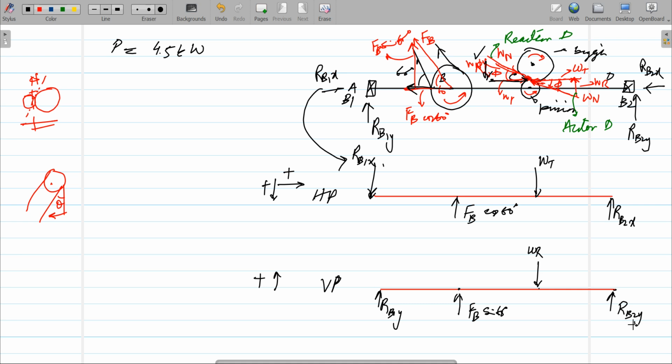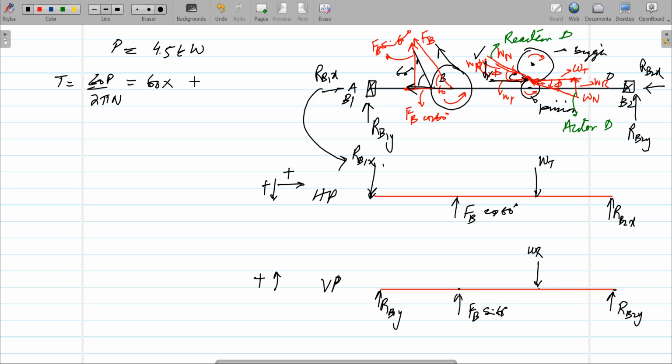So these are two forces in two planes. One is the horizontal plane, second is the vertical plane. Now, based on this analysis, we have to calculate these forces. Most of your mechanics of materials concepts will be applied now. The first step is to find the torque. So torque is 60P over 2 pi N.